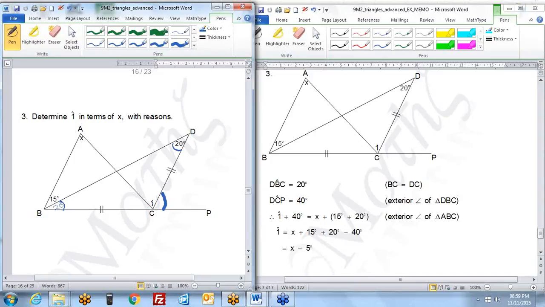Angle 1 plus 40 degrees equals x plus 15 plus 20. And that will give us angle 1 plus the 40. So let me show you what they're saying here now.